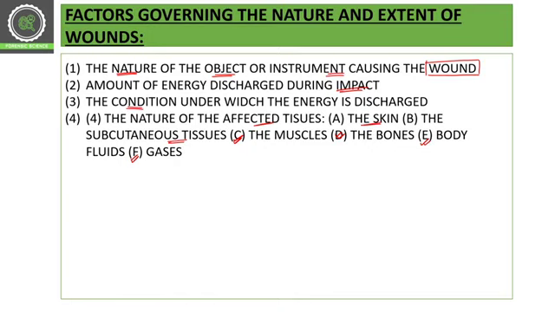So we need some specific type of instrument and force and some sort of energy to cut or break the bone. Then we have body fluids. The basic body fluid is blood, of course, and then we have gases. So these are some important factors which affect the nature and extent of wounds.